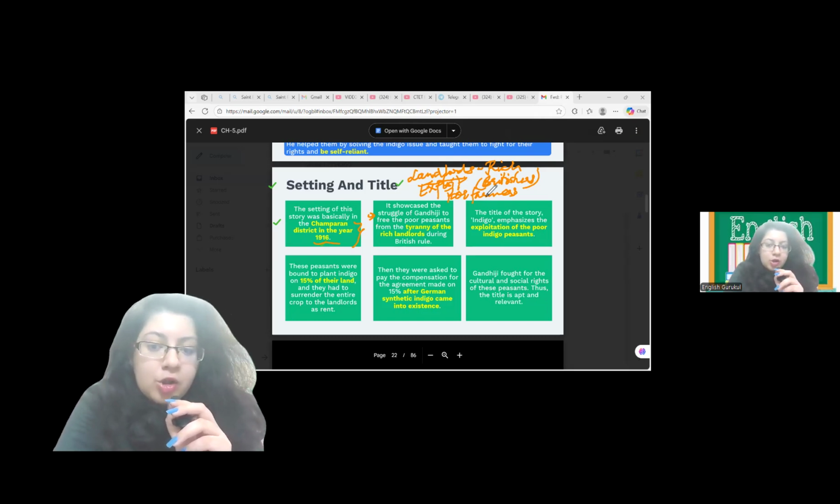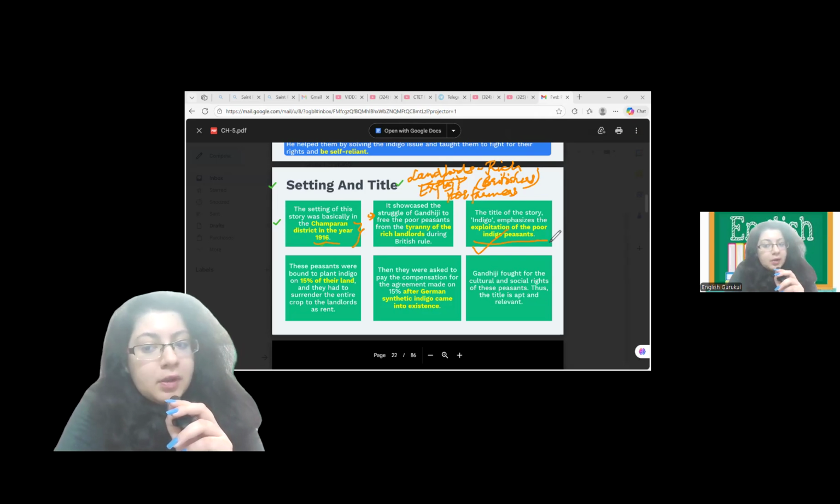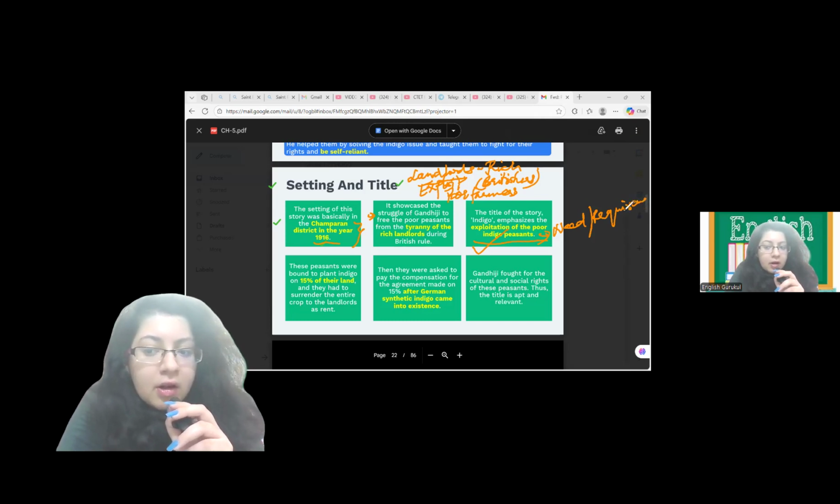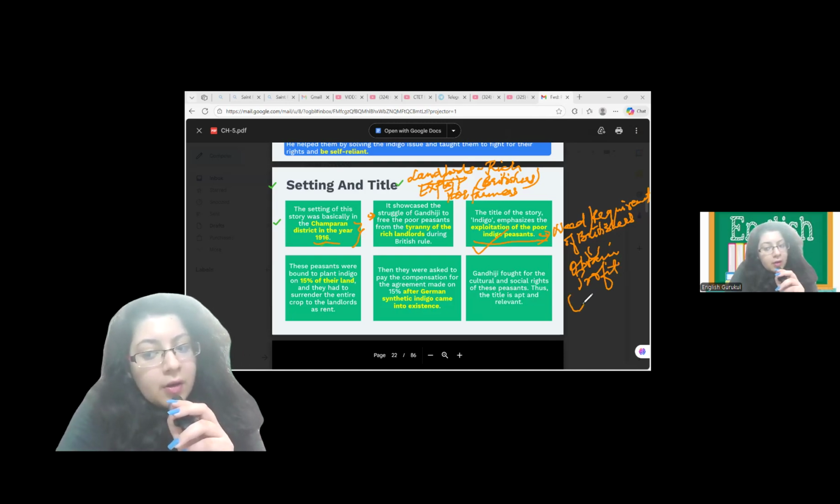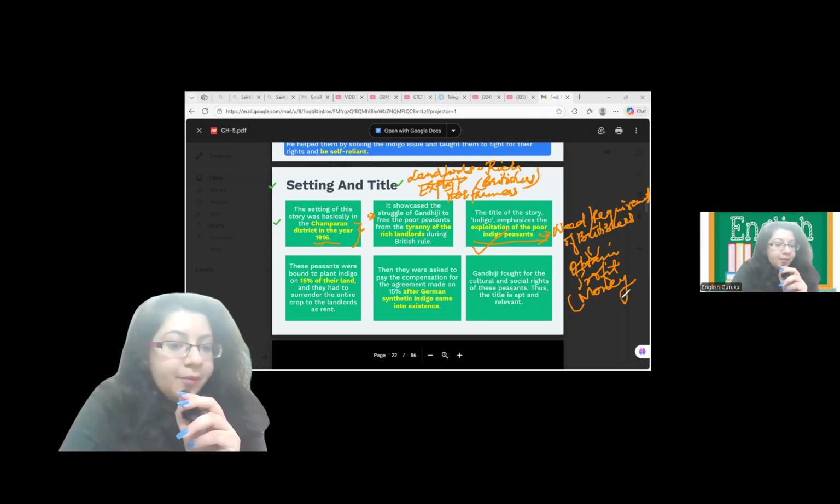The title of the story, Indigo, emphasizes the exploitation of the poor indigo peasants. Why indigo peasants? Because they used to grow indigo as per the requirements and the need of Britishers, as they wanted to obtain profit. They wanted to have money, right?